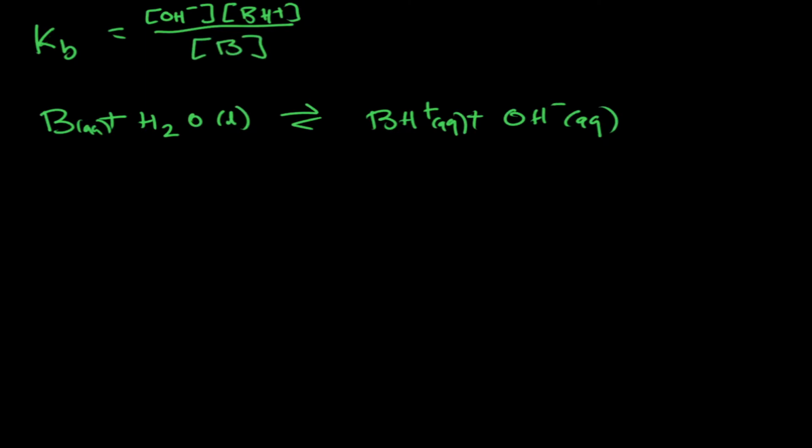And we don't include water in our Kb because water is a liquid and liquids are not in an equilibrium expression. So we can see here that a large Kb would signify a very strong base because it would mean that there's a large OH concentration and it favors the product side. And that means a small pKb would mean a strong base. There's an inverse relationship.